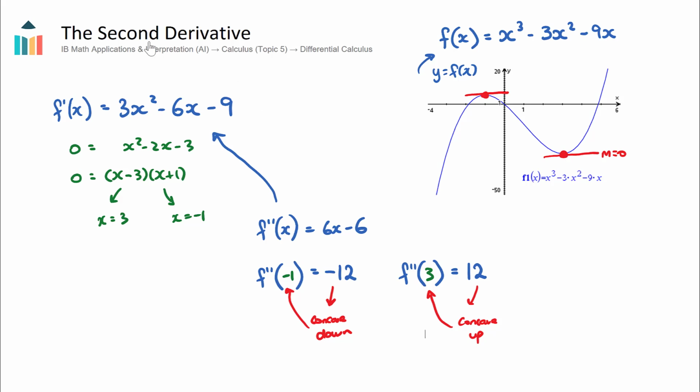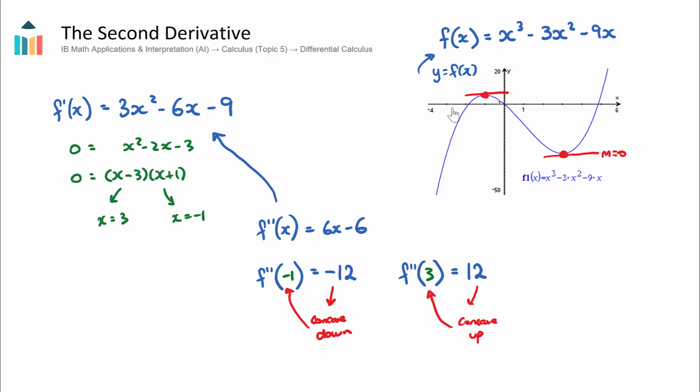Now finally, the second derivative is also very important to find the point of inflection. And the point of inflection is the point on the curve where the curvature is zero, and we can find information about the curvature with the second derivative. When is the curvature 0? And that's the point of inflection.